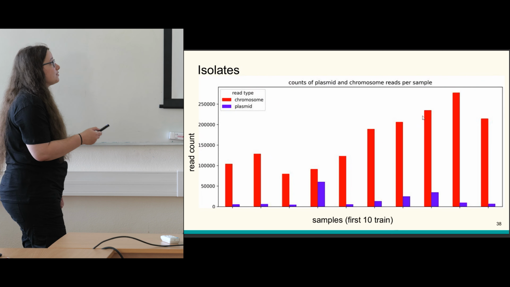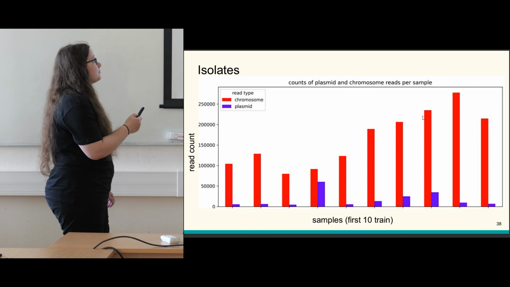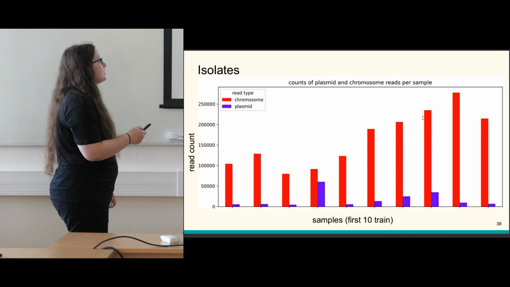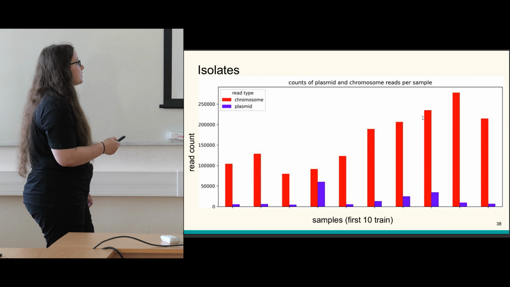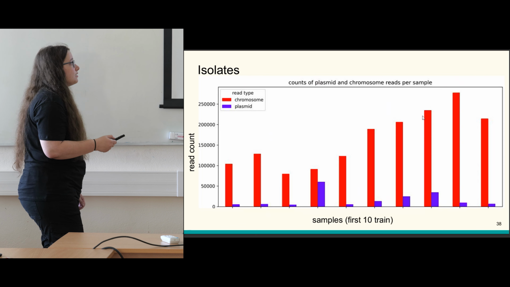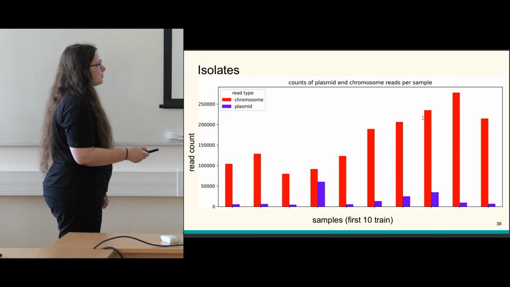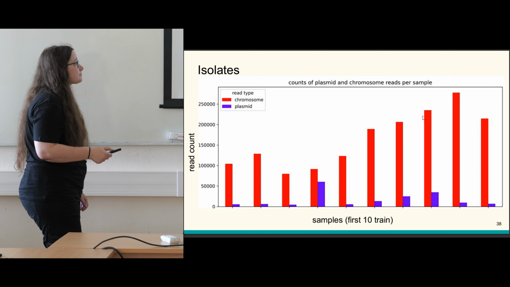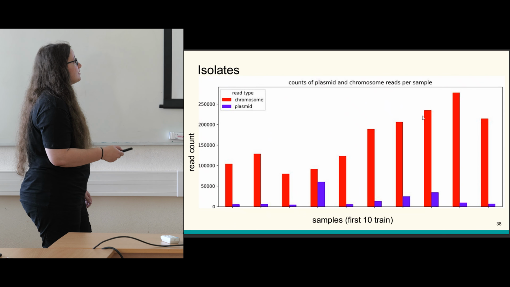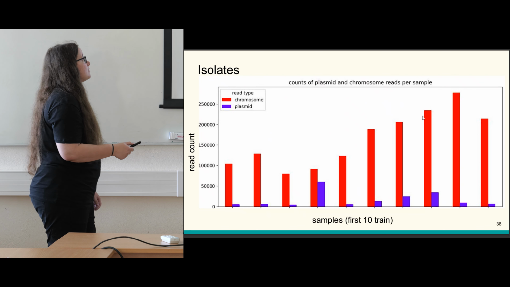Here is an example on our real data. The red bars are the counts of chromosomal reads. The blue bars are counts of plasmid reads. And as we can see, the number of plasmid reads is generally lower than the chromosomal. Those are the first 10 of our training samples.